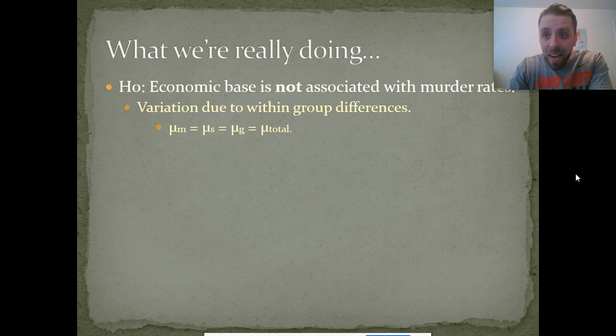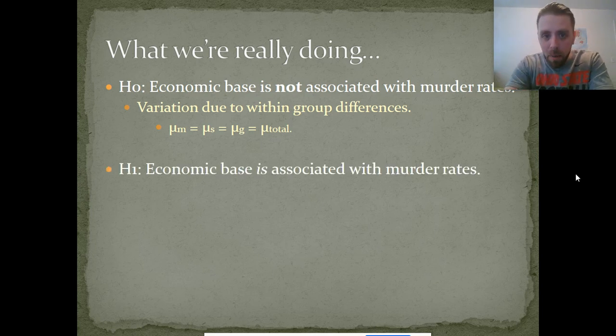What we want to find in order to reject the null hypothesis and say, yes, the city's industry matters is the alternate hypothesis. And that's that the economic base is associated with the murder rates. So while the math is going to get pretty difficult here, the hypothesis should be very easy. The null is always that the grouping variable doesn't matter, and the alternate is always the grouping variable does matter. You don't have to worry about tails anymore. You don't have to worry about directions. It's just a matter of between group differences or within group differences.